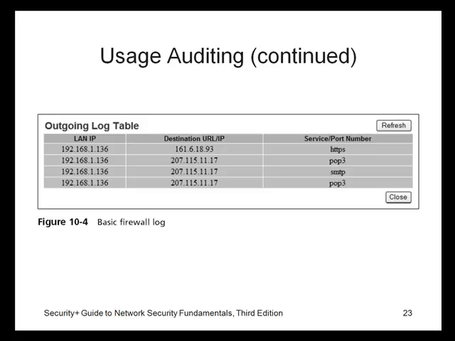Outgoing log table, this says it's a firewall log, so LAN IP 192.168.1.36, LAN IP 10.60.211.something, a computer in this room, had a destination URL, destination IP, destination whatever of this address, and then the service port, what protocol was it using, HTTPS, POP3, SMTP, whatever else. What service were we using?